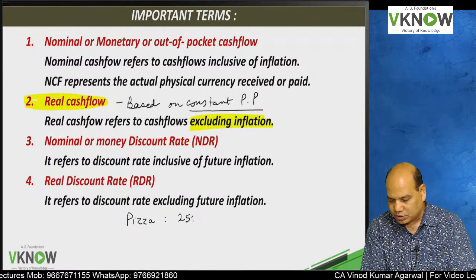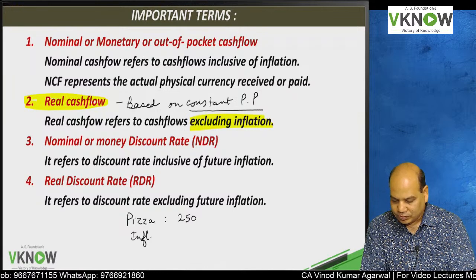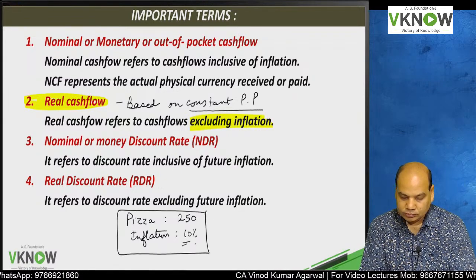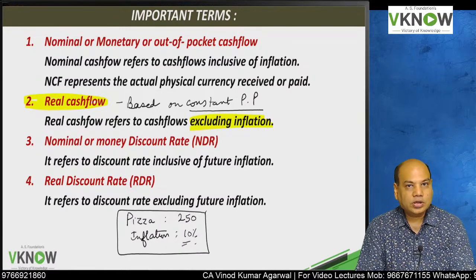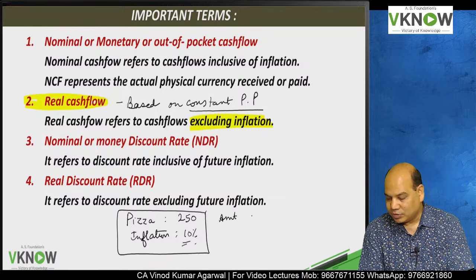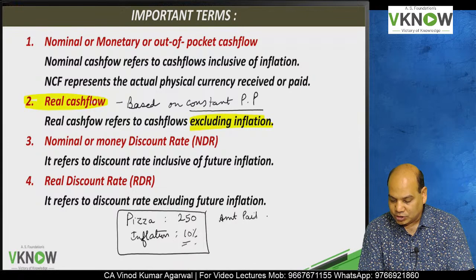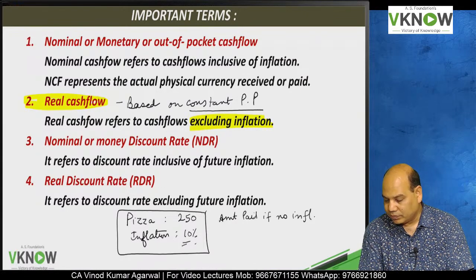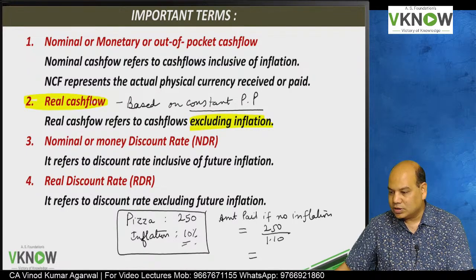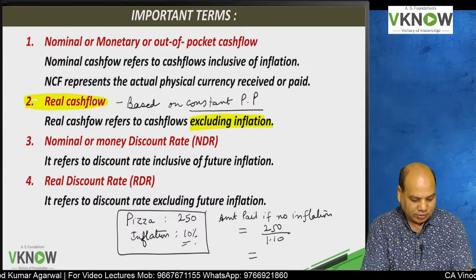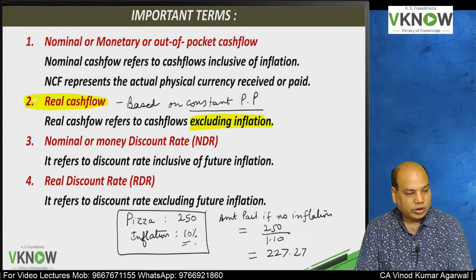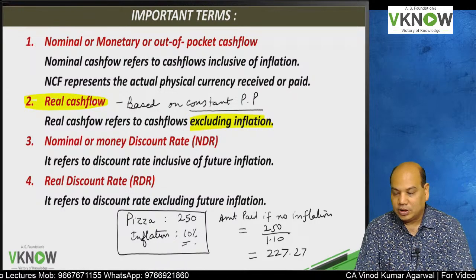So same example, a pizza cost you 250 rupees. In the current year, inflation is 10%. Quickly reply, had there been no inflation, then what would be the amount you would have paid for this pizza? Please reply, take your calculator, keep ready. Amount paid without inflation: 250 divided by 1.10. Yes, what is the answer? Today I don't have calculator. Please reply, what is the answer for this? Just check, 227.27. This would have been the amount you would have paid if there was no inflation.